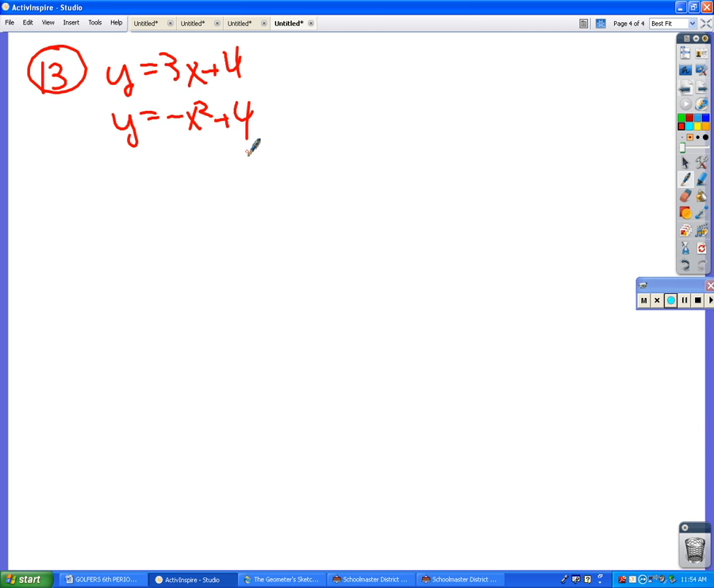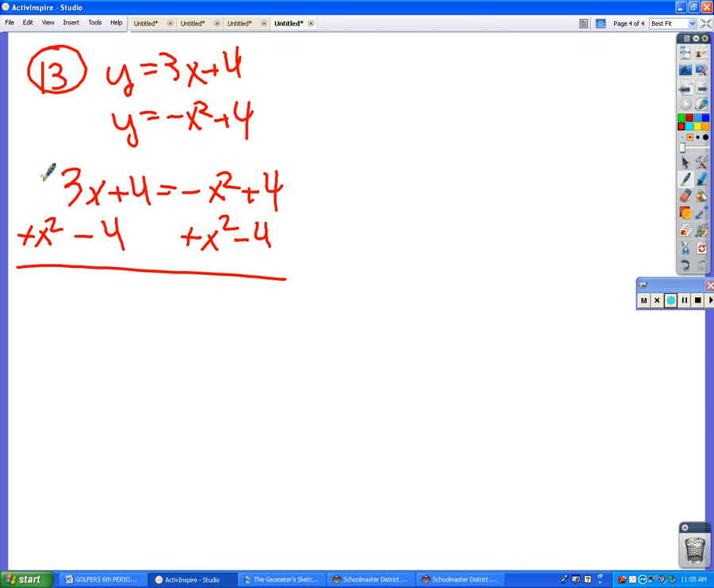Okay, number 13. First step. You got it. Set them equal to each other. 3x plus 4 equals negative x squared plus 4. Okay, now what? I want to get everything over there on the left. So what do I do to the negative x squared? Add x squared. Where do I add that to? I'm just going to have to put it on the end here because there's nothing for it to go with. What do I do to get rid of the 4? Subtract it from both sides, okay? So 0 plus x squared is x squared, 3x plus 0 is 3x, the 4's cancel, and that equals 0.